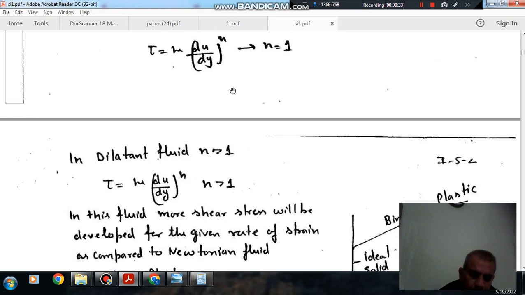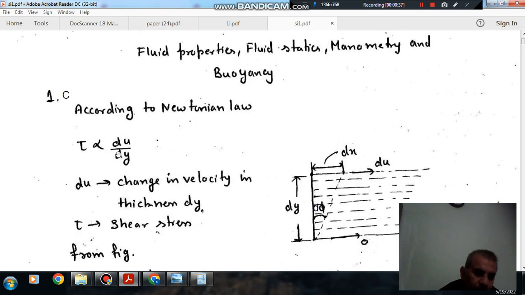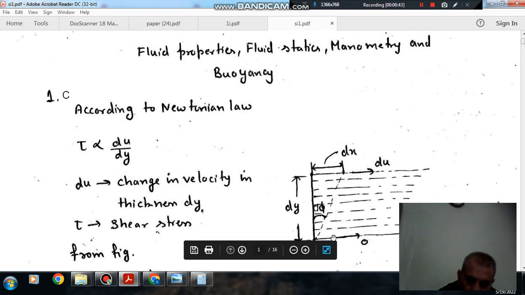So, according to Newton's law, tau is directly proportional to du by dy. Here du is the velocity of this layer, and this other layer has zero velocity. So the difference of velocity in these two layers is du, and the thickness between the two layers is dy. So this is Newton's law.